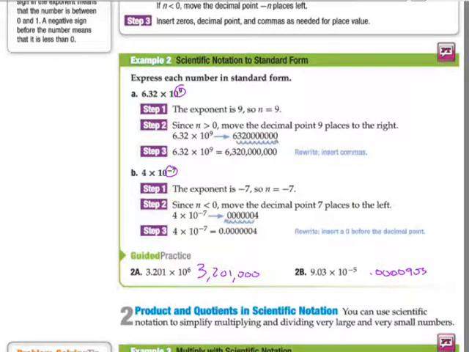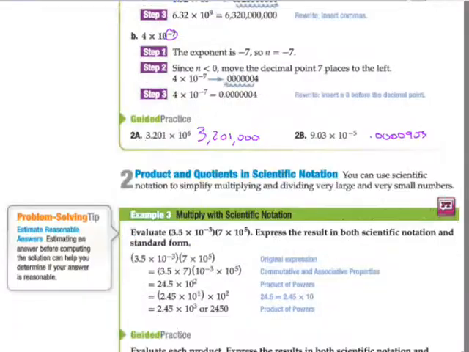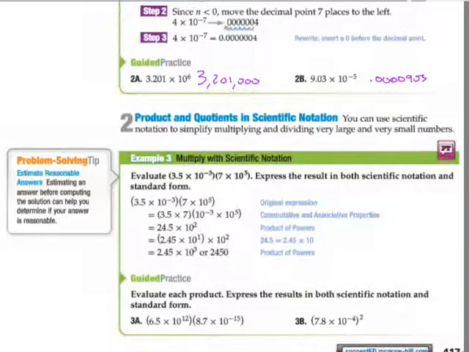Now, products and quotients in scientific notation, the same rules of exponents apply. It's why we do this in this unit. You might be thinking, why are we doing this when we're doing polynomials and stuff like that? The answer is, in this unit we're working with exponents, and the exponent rules that we just spent all last class going over apply to scientific notation.